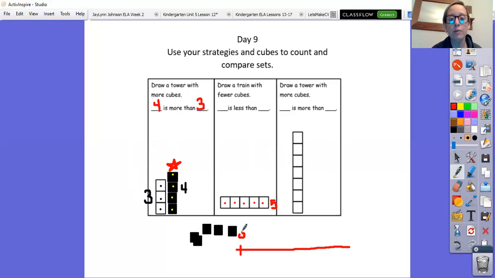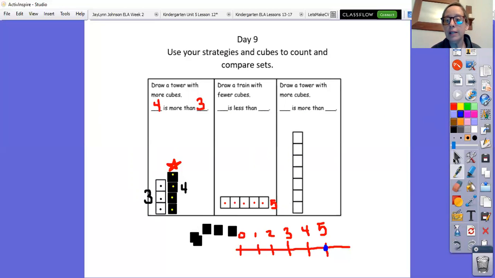So here's 0, 1, 2, 3, 4, 5, okay? So right now, I have 5 cubes. I'm going to put a little spot right there. I want to find something that's smaller than 5, okay?